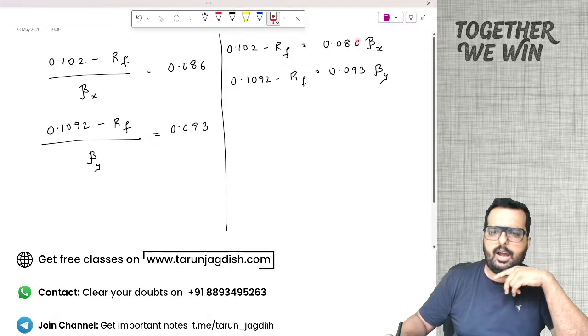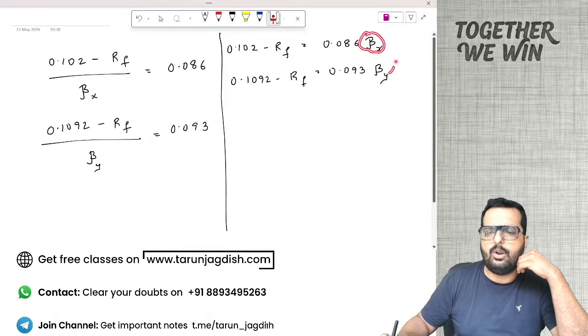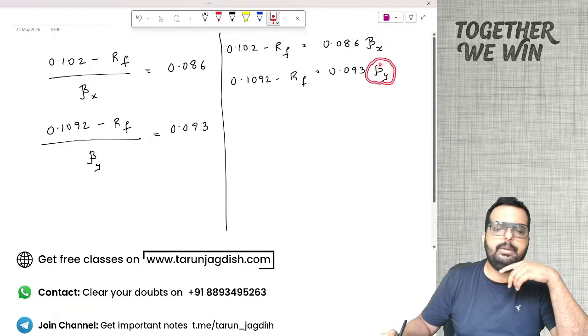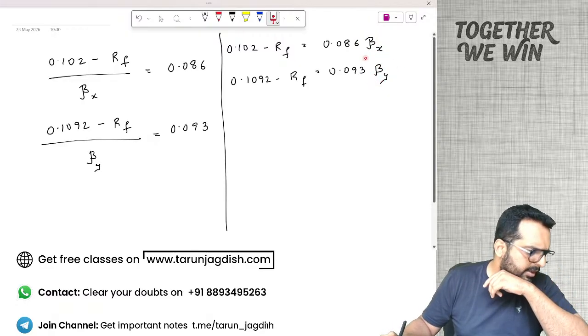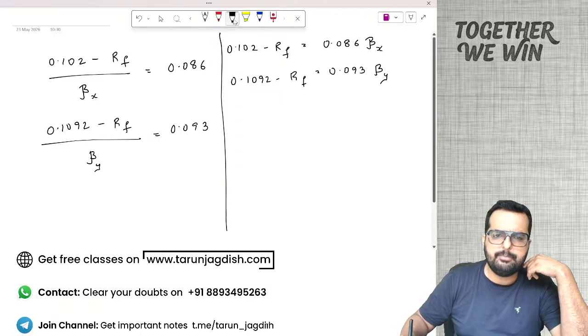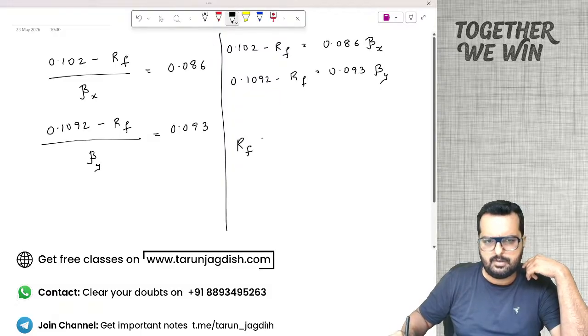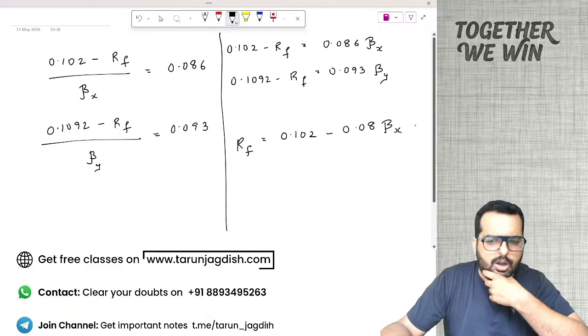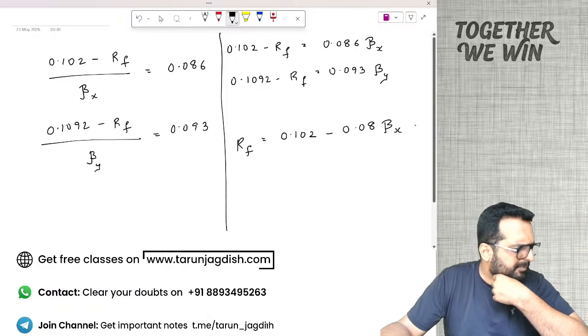I'm sorry. That's why earlier also I went wrong. You cannot do beta Y minus beta X unless you know what the beta is. It's not a constant value. Okay. RF is equal to 10.2 minus, let me put it that way, minus 0.086 beta X. So how do we solve it from here? Is there some other step that we can do?